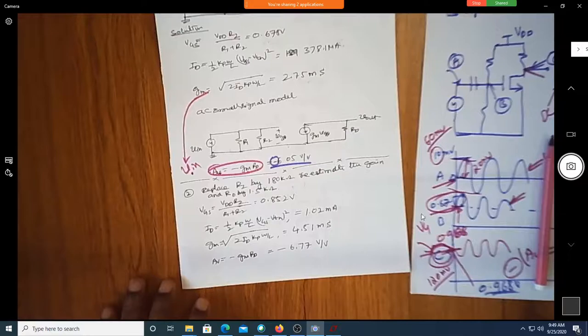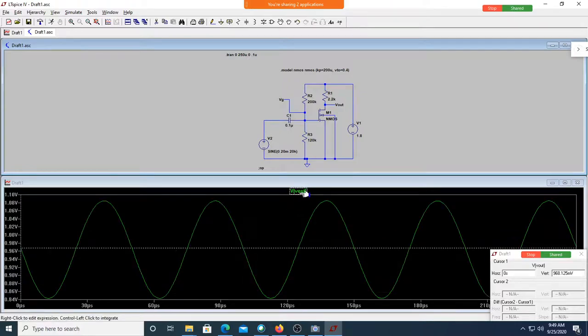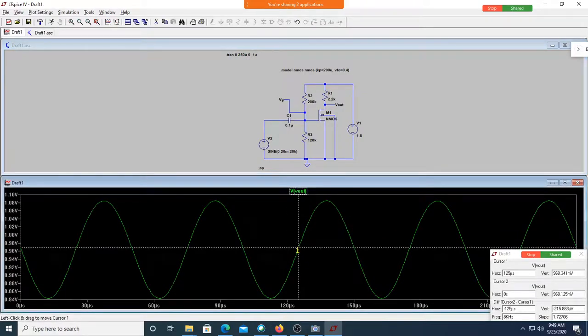So shall we verify this for a larger input amplitude and see whether the gain is still 6 or not? Shall we do it? Yes, sir. I made it 20. Let me run it. Let me see. Input peak to peak is how much now?